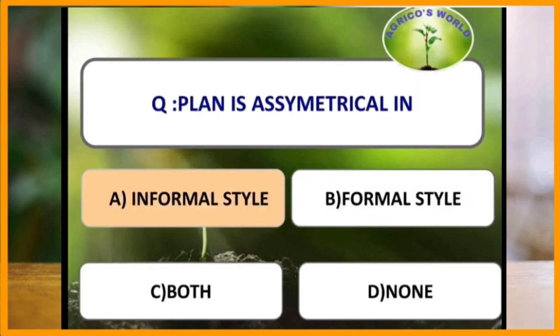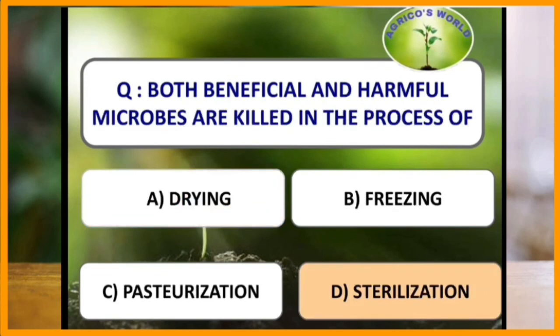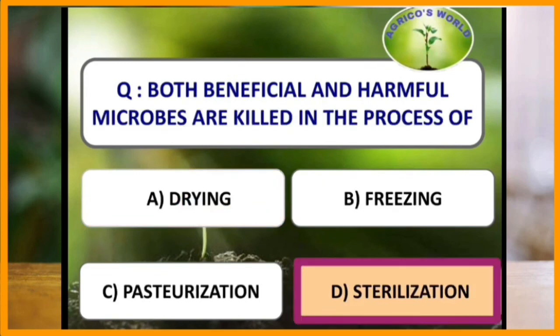The plan is asymmetrical in which style of gardening? In informal style, the plan is asymmetrical. It reflects natural beauty, and the example of informal style is Japanese garden. Which process kills both beneficial and harmful microbes? Sterilization is the process which kills both harmful and useful microorganisms, and heating takes place above 100 degrees centigrade.